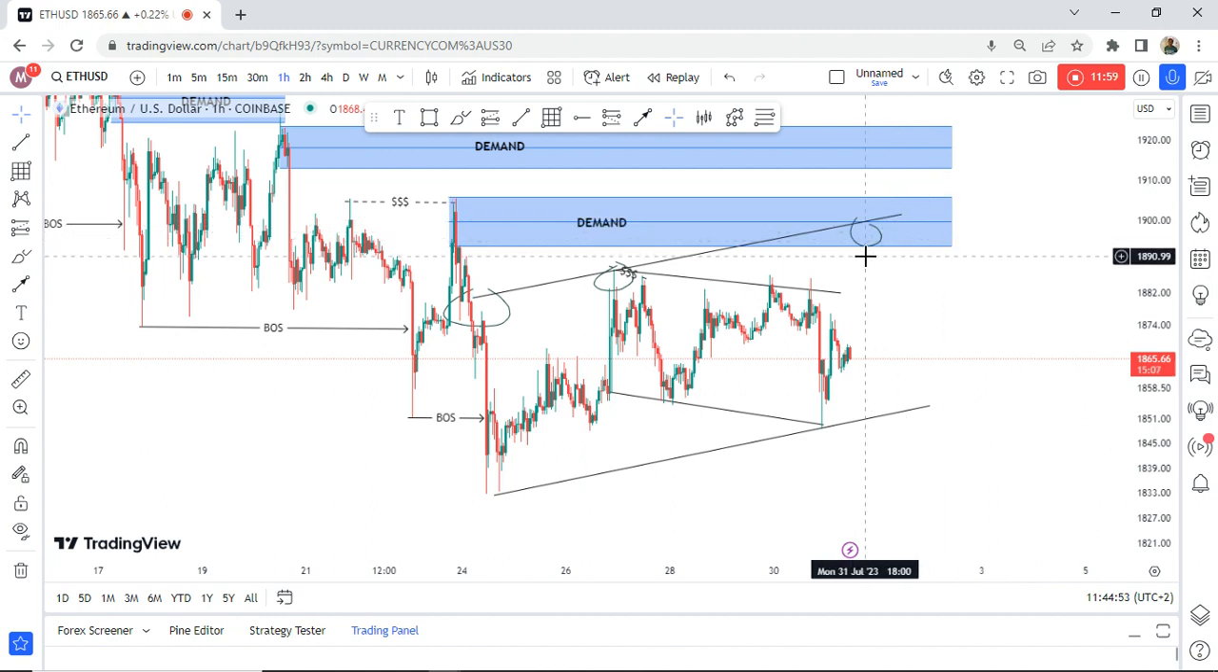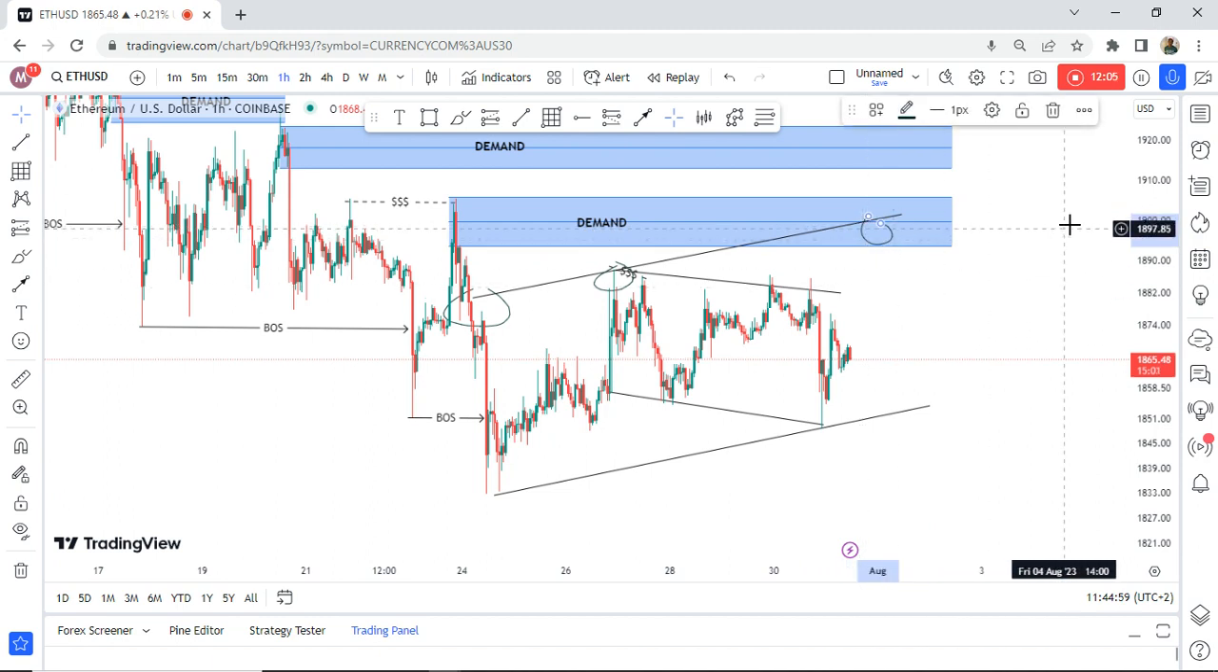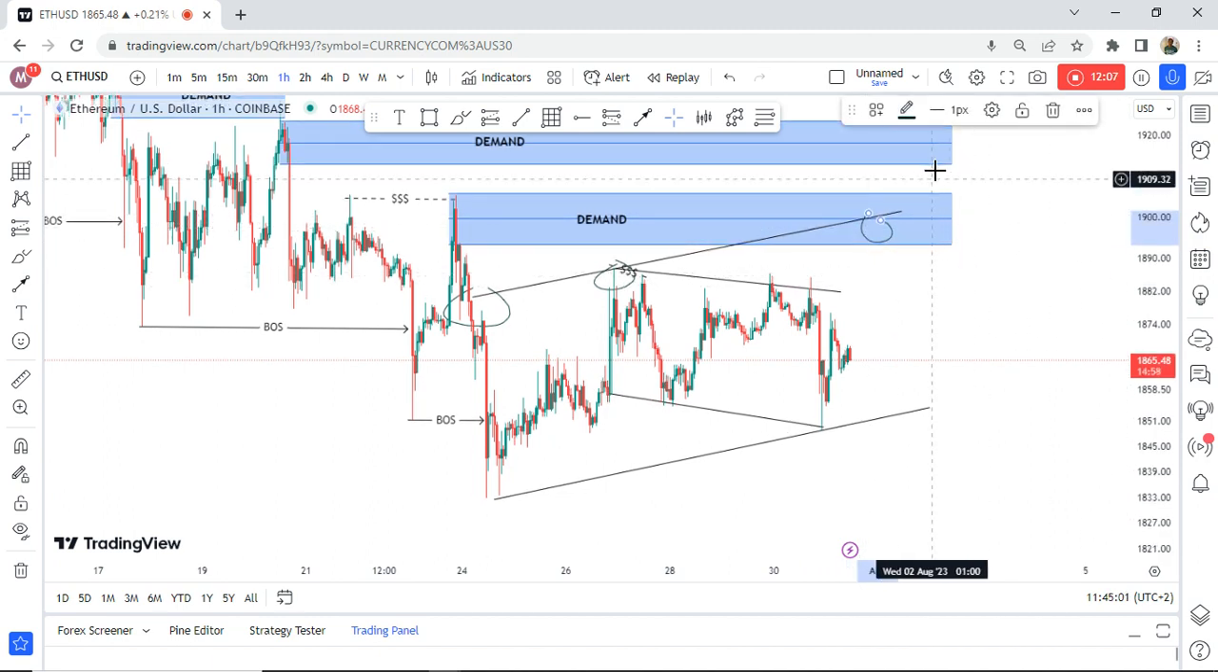Should the market give us those confirmations that we look for around this area, we're going to take a sell position, not forgetting that there's an order block above, so we're going to make sure that we risk very little, guys.